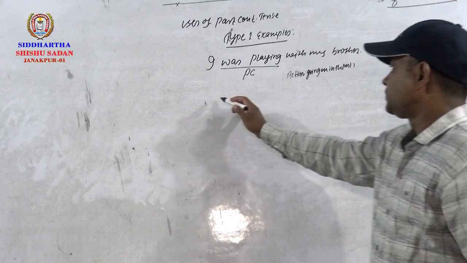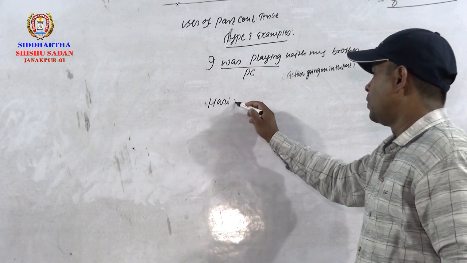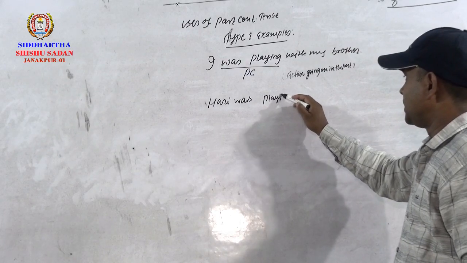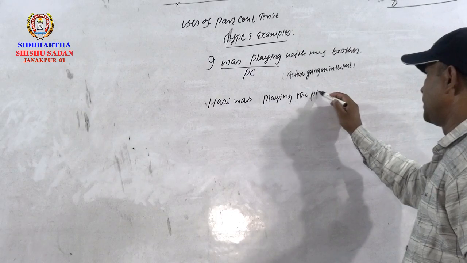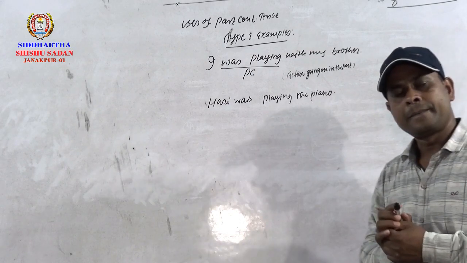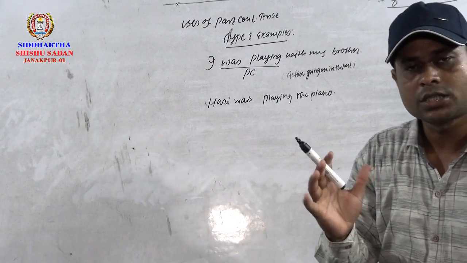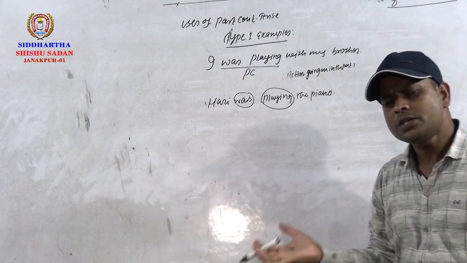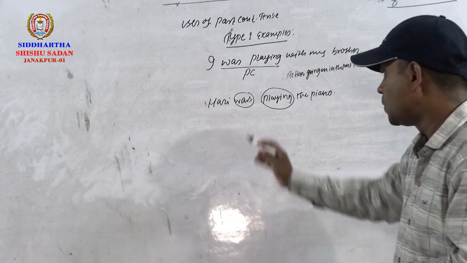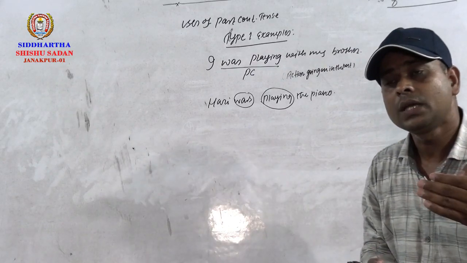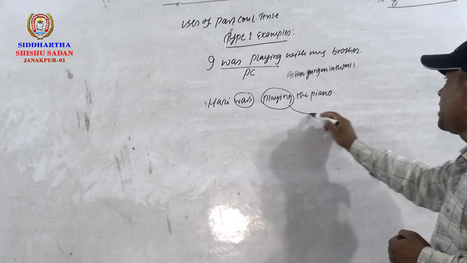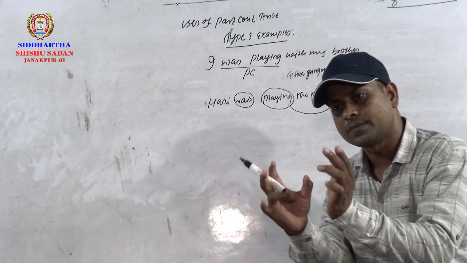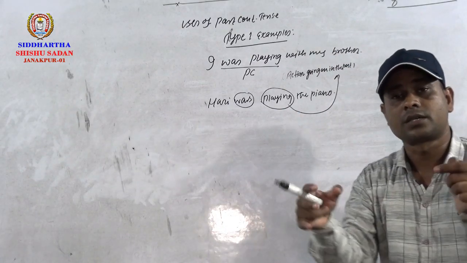Okay, let's see next. Hari was playing the piano. See here. Again, tell me, what's the tense used there? See, was plus verb plus ing. Past continuous tense, it is quite obvious. But why? The reason is the same here. Action going on in the past. This was going on continuously for some time in the past. That's why past continuous tense is used there.